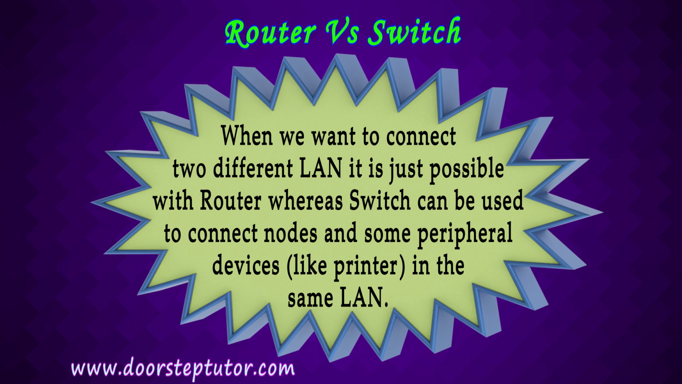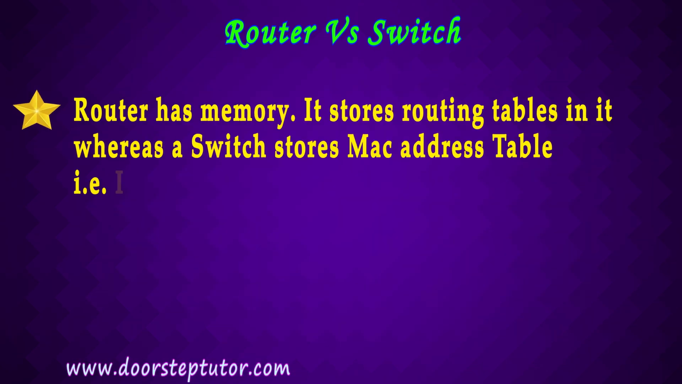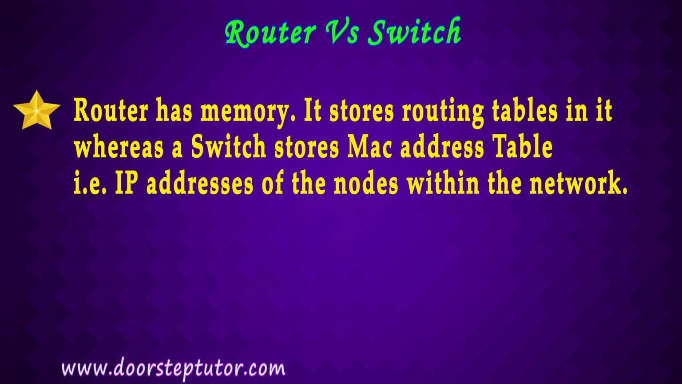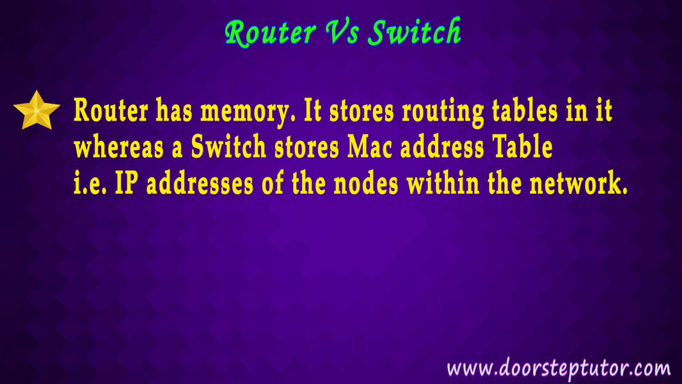So the second point is that a router has memory. In that memory, it stores the routing tables, which have various information on how to send and where to send the particular data. Whereas if we talk about a switch, a switch stores a MAC address table. In case of a switch, it has a MAC address table rather than a routing table. Here the MAC address table, that is the addresses of the nodes, will be stored in that table.